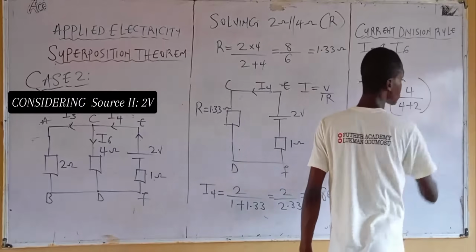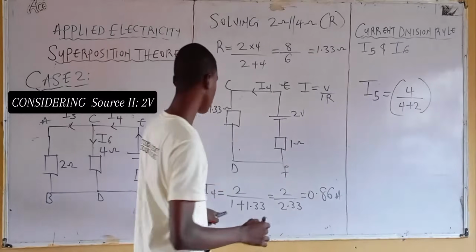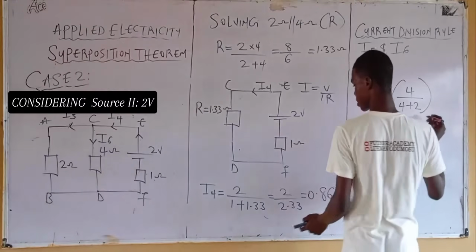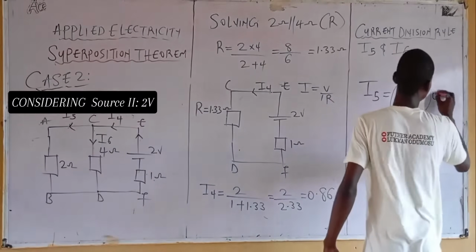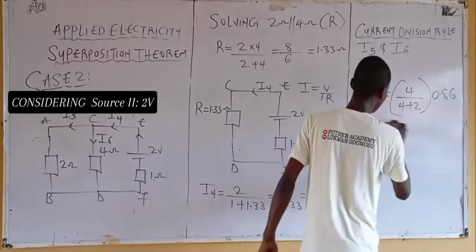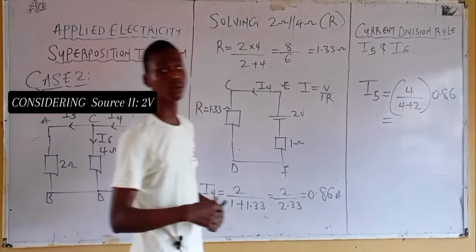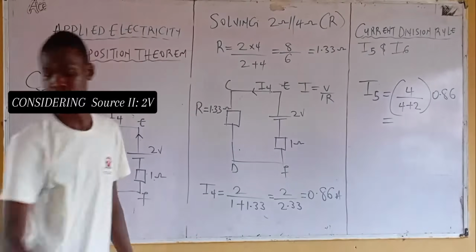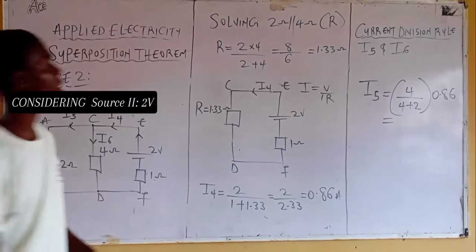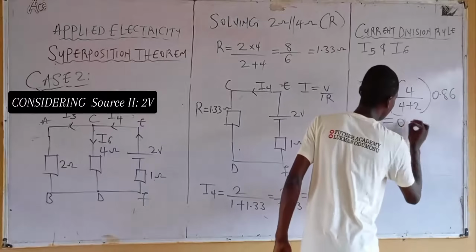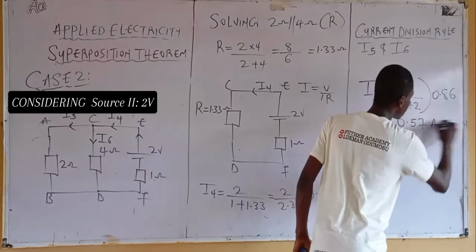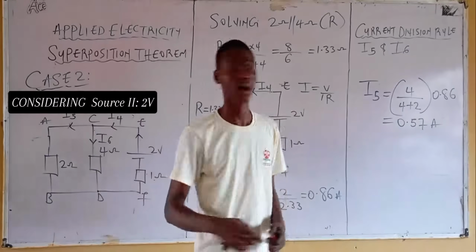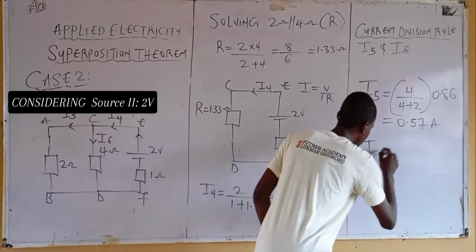Close bracket. Times the value of I4, 0.86. Input this in your calculator. What's the value? 0.57. I5 is 0.57 ampere. Alright, now let's solve for I6.